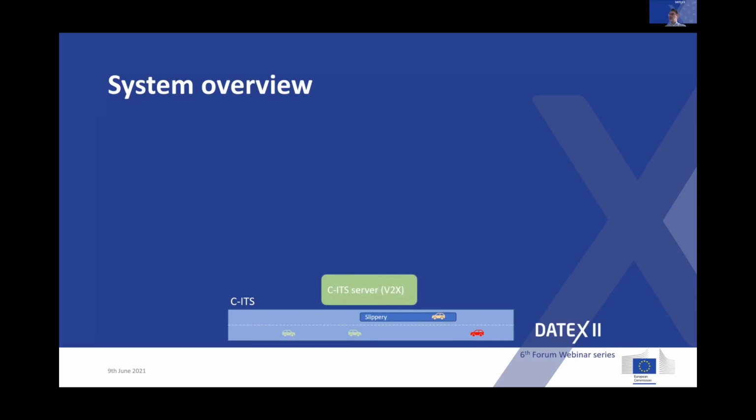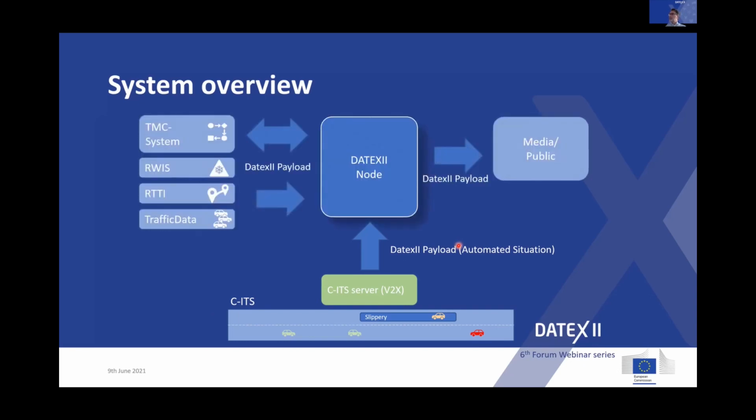So what we did was to modify it to also provide a payload using DATEX II. We also call this an automated situation, because it was provided automatically, not registered by hand. We created a new interface on our DATEX node, and we then reused the whole infrastructure we have for DATEX. Then we also used our internal web client to see that we got that publication into the DATEX node, and can read it out again and show it on a map.